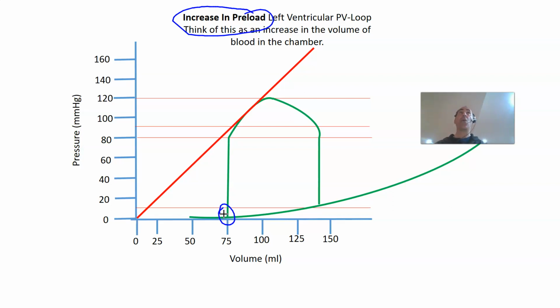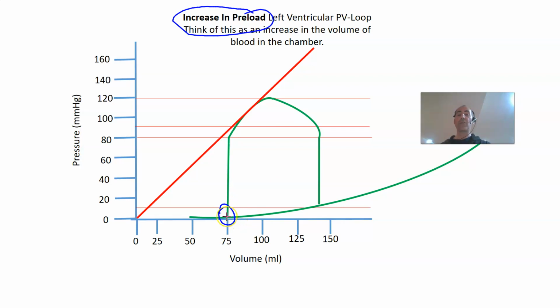You rarely eject all of the blood from the heart under normal circumstances. So you normally have a small amount, somewhere between 50 and 75 mils, that's remaining in any of the chambers at any given point. So we have to say to ourselves, where are we starting from? This is a normal curve. We want to increase preload. So what is preload? Preload is the amount of blood in the chamber.